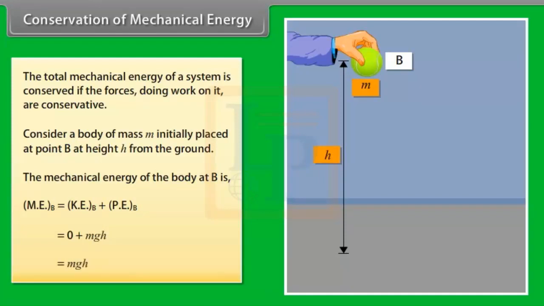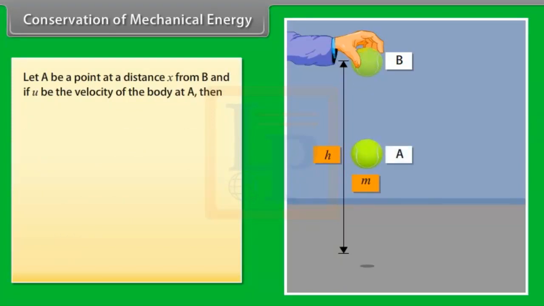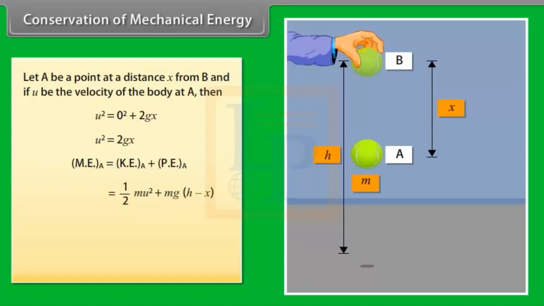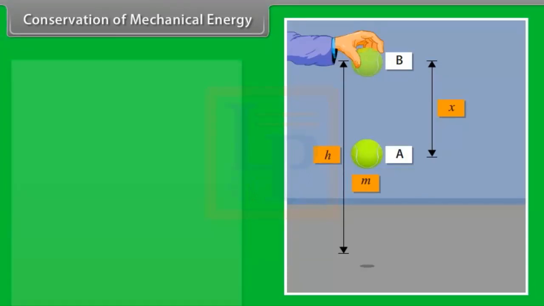That is equal to mgh. Let A be a point at a distance x from B, and if u is the velocity of the body at A, then u square is equal to 2gx. Mechanical energy of the body at A is equal to kinetic energy of the body at A plus potential energy of the body at A. By calculating it, we get the mechanical energy of the body at A is mgh.